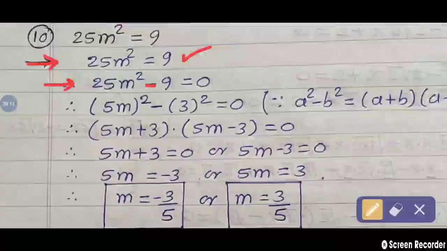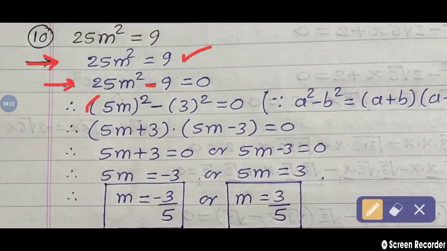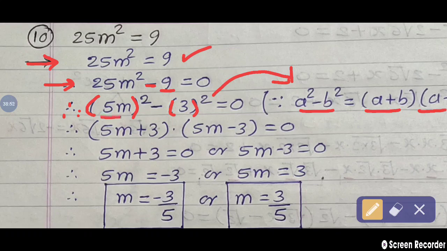So we know 25m square is a square of 5m and 9 is a square of 3. So we are writing in the next step, 25m square means nothing but 5m whole bracket square, minus 9 means nothing but 3 square. So this step is related to this formula, a square minus b square. So what are the factors of a square minus b square? A plus b multiplied by a minus b. That is a standard formula, we know that. So we consider 5m as a and 3 as b.